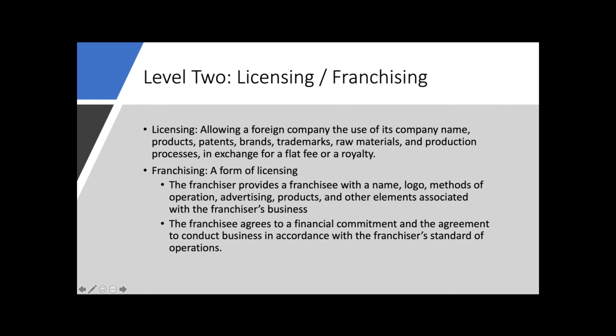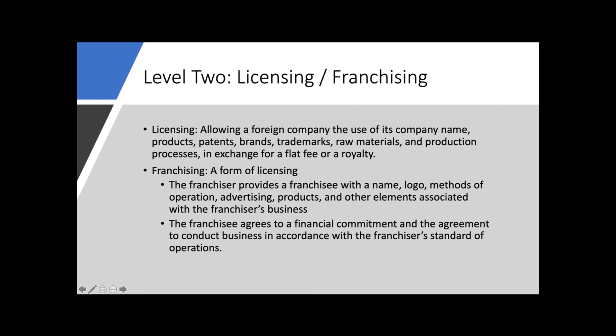In exchange for the use of all these things, the franchisee agrees to a financial commitment and the agreement to conduct business the way that you want them to conduct business and to pay you a franchise fee on a regular basis, right? So this can be a wonderful way for you, for instance, to start selling pizzas in Thailand, to simply license your trademarks, your logos, your menu, your processes, how you make Pizza Hut pizzas, and start selling them over there. So that's level 2 of the levels of international involvement.